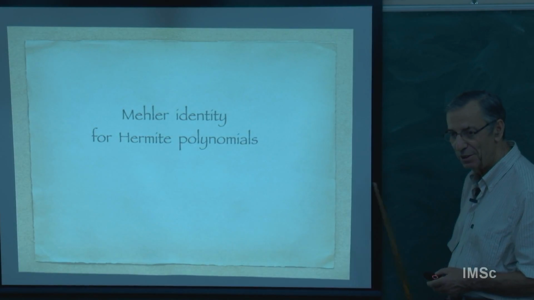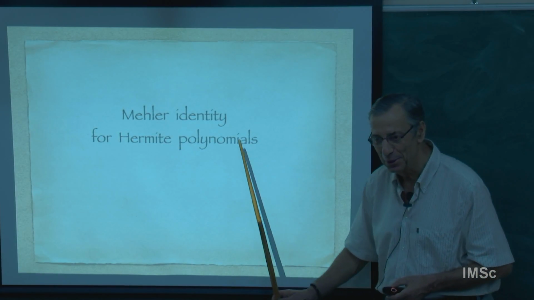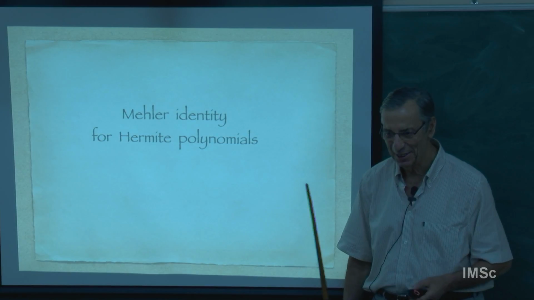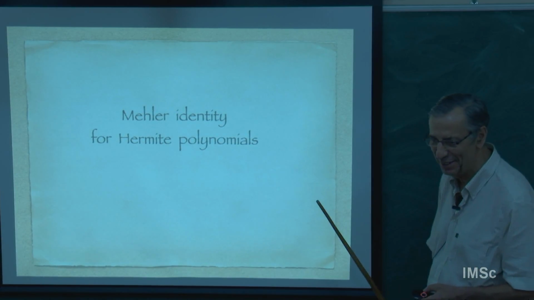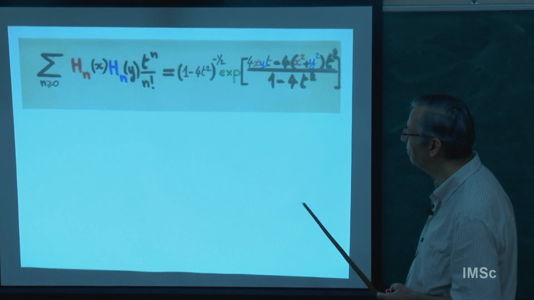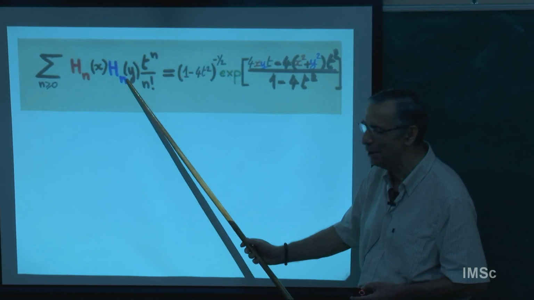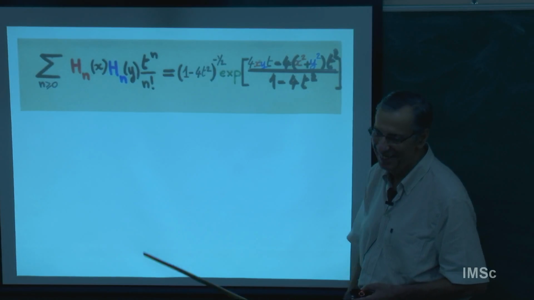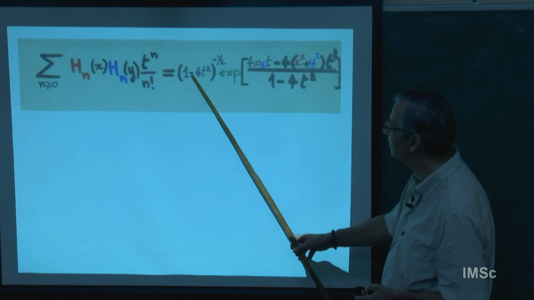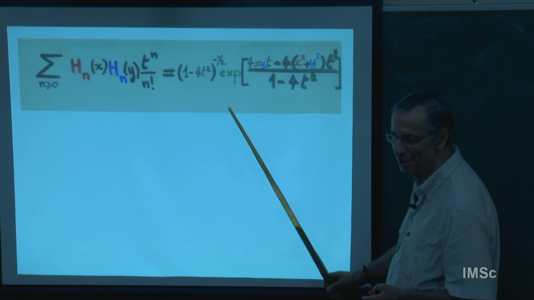So now you can understand what I have done in chapter 0, the first lecture, that easily you can prove the Mehler identity on the Hermite polynomials. So Mehler identity is an analog of the theta function for one Hermite, but now you have two Hermite polynomials. And here I have the square root of this, multiplied by this exponential of this.